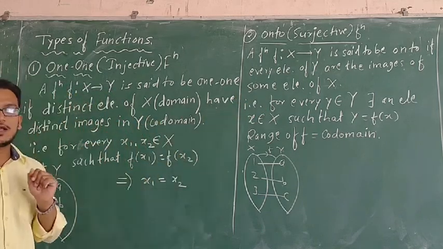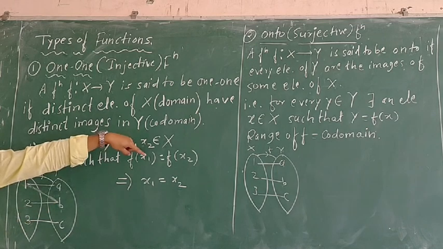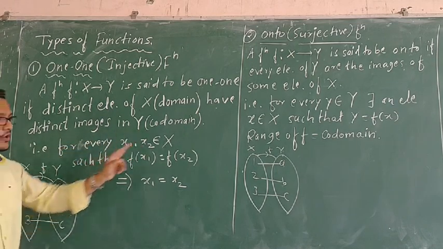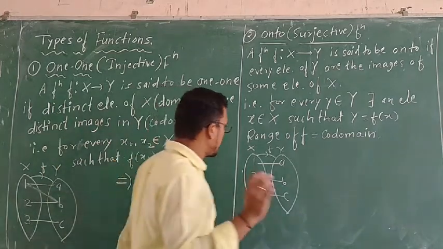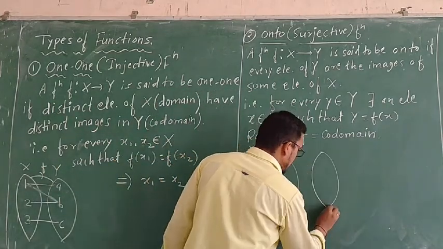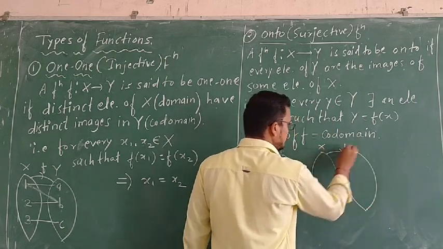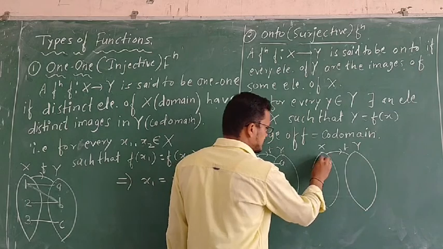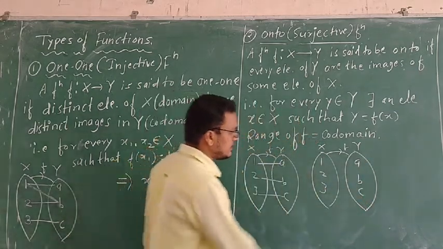Okay, therefore one thing we can conclude here. Every one-one function is onto, but the converse is not true. For that I will take one more arrow diagram here. So I will take again elements 1 2 3 and a b c. Fine. Okay. Now see here.